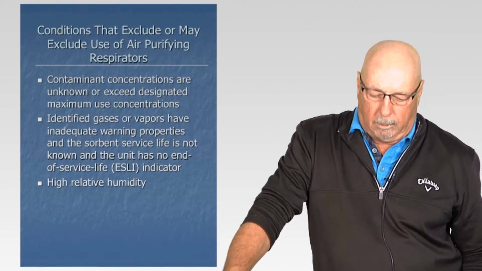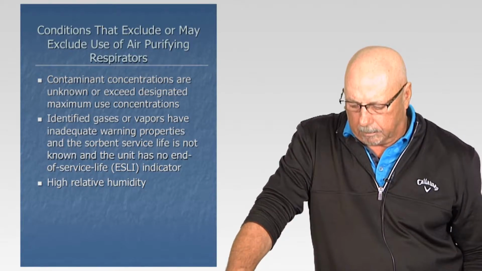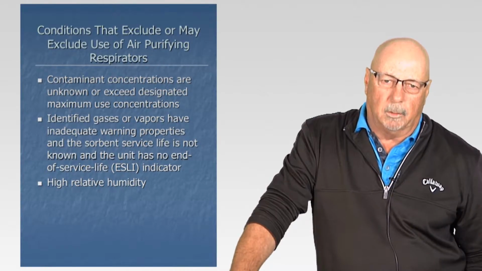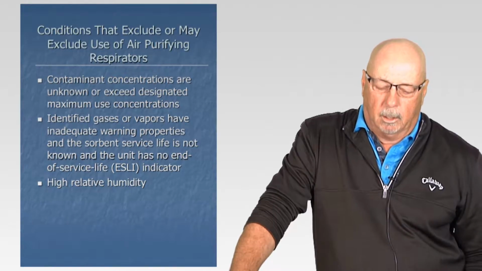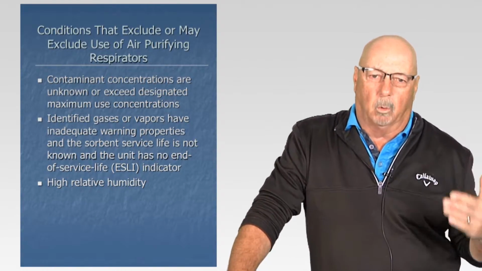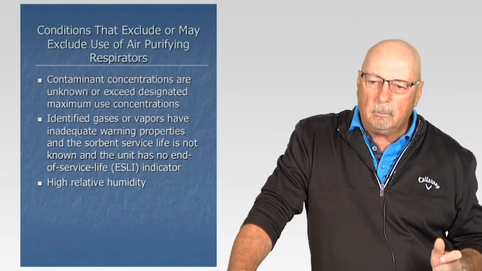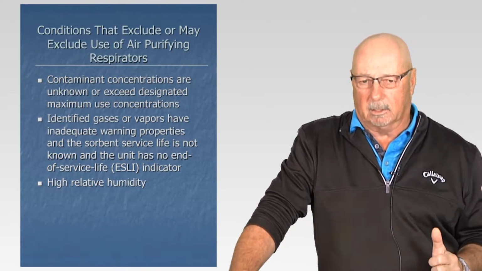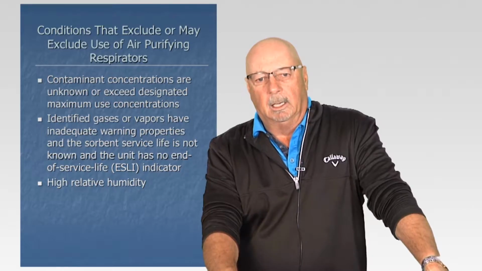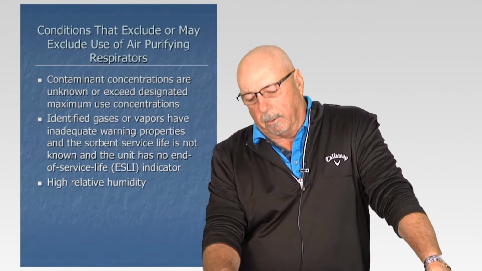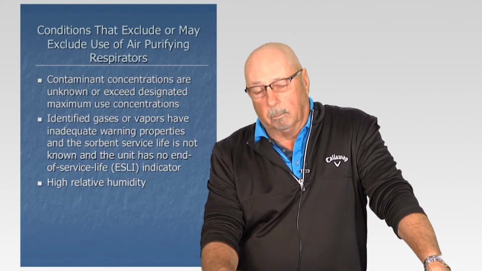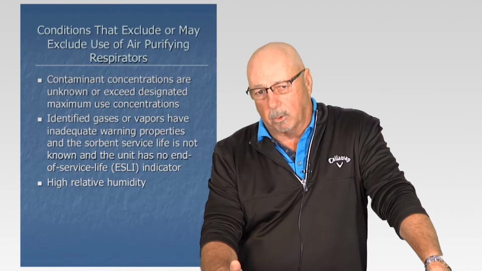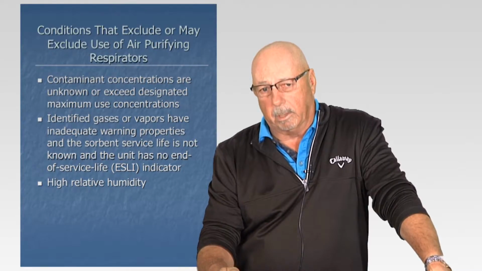Another area where we cannot use air purifying respirators is when we have a situation where the chemical that we're going to protect against doesn't have adequate warning signs to tell us or to be able to detect the chemical that's present. A good example of this would be mercury. Mercury has no odor to it. And so we could be well above the acceptable exposure limit for mercury and never know it because we couldn't smell it.